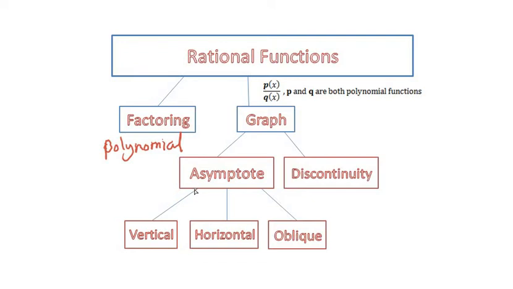For the SAT subject test, you need to know the vertical asymptote and the horizontal asymptote, but you don't need to study the oblique asymptote. Let's start.